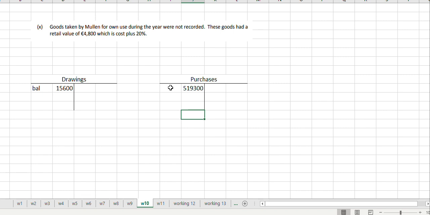€519,300 is your balance for purchases. So again, we must work out the retail value. The RRP was €4,800, which was 120%. 100% works out at €4,000. So again, what we do here, we're going to debit drawings and we're going to credit purchases this time. We debit drawings 4,000, we credit purchases 4,000.